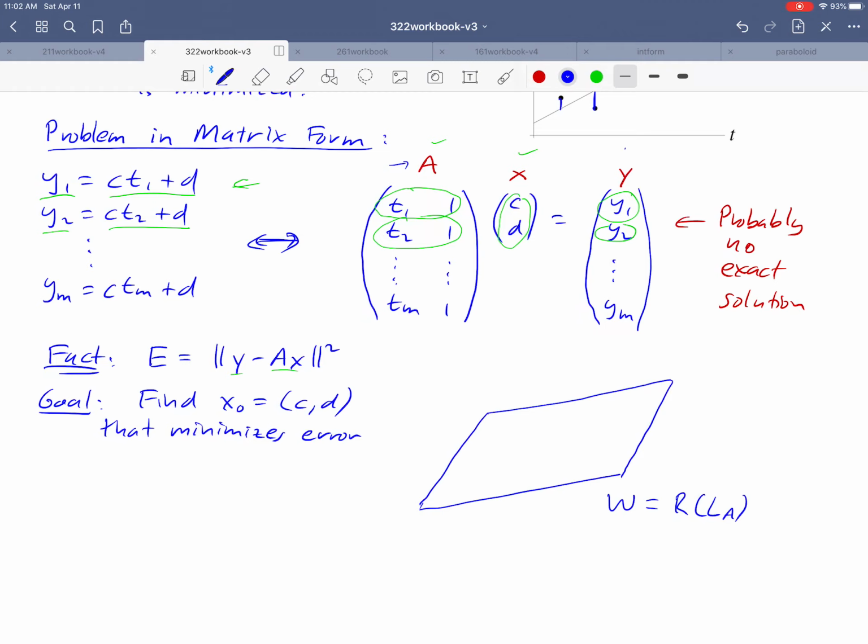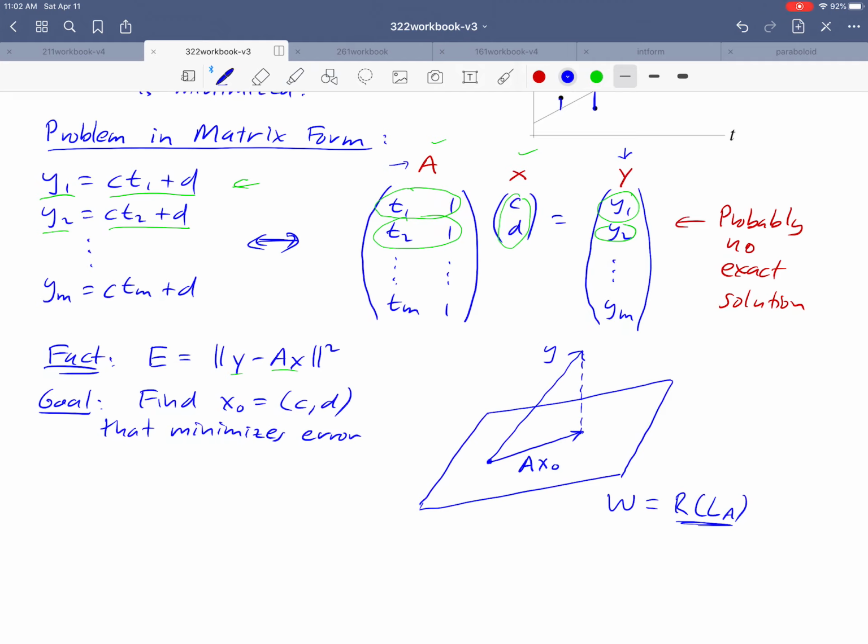So this vector y that we have up here, probably that vector y is not going to be in this plane, because if it were in this plane, it would mean that there's an exact solution to the problem above. So what we do is ask, what's the best possible approximation? We already talked about that situation when we did orthogonal projections. The best possible approximation to a solution would be to project that y down onto this plane. We're going to get the orthogonal projection, which is going to have the form A times something, because of the way that we define W here, it's the range of L_A.